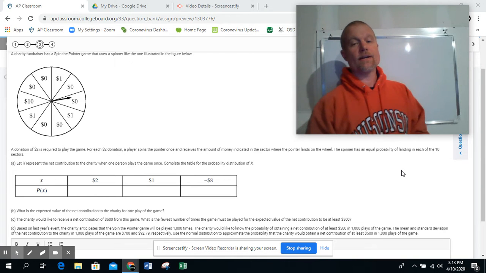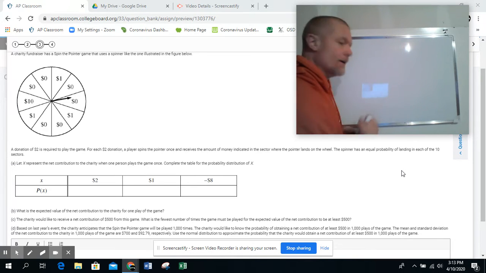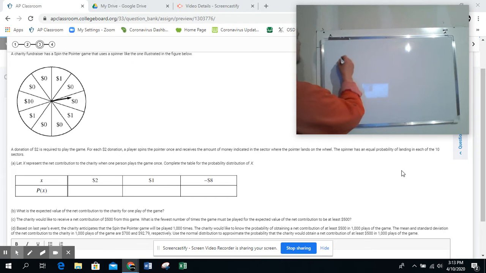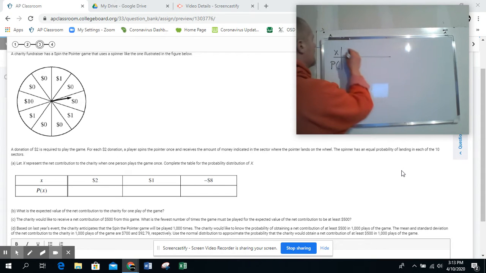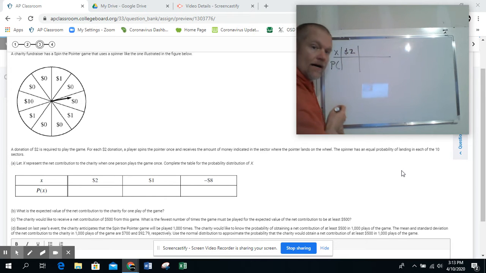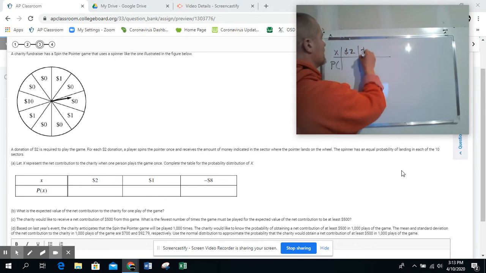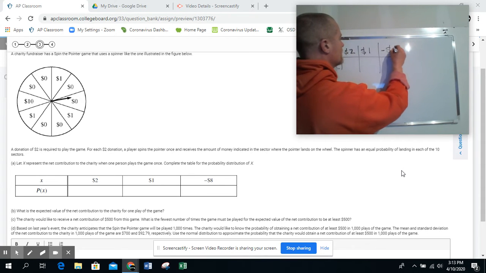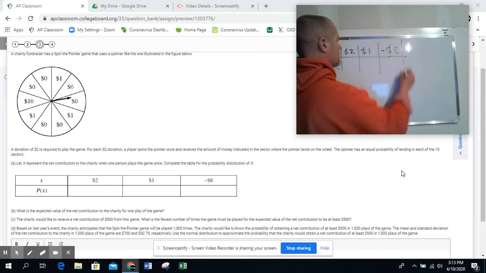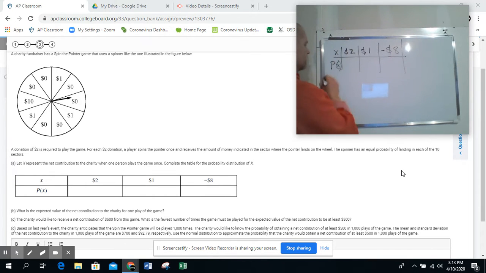Okay, so it's kind of nice because they have it all set up for us. So I'm going to copy what they have here. They're calling X the net contribution. So the person pays $2, so the charity gets $2, and here the charity gets $1, and at the end here, the charity loses $8. So that's our probability, and that's the P of X. So we have to figure that out.